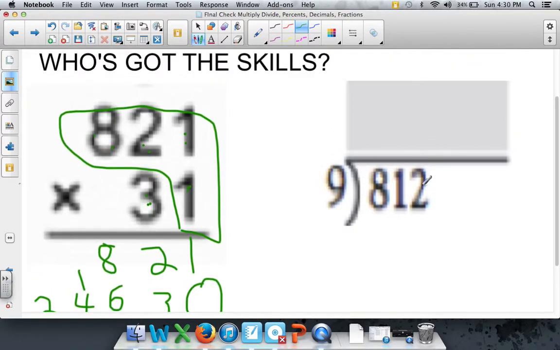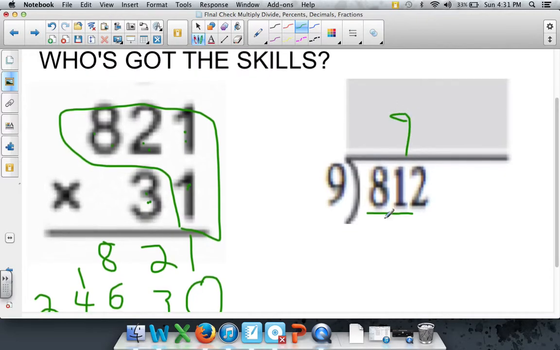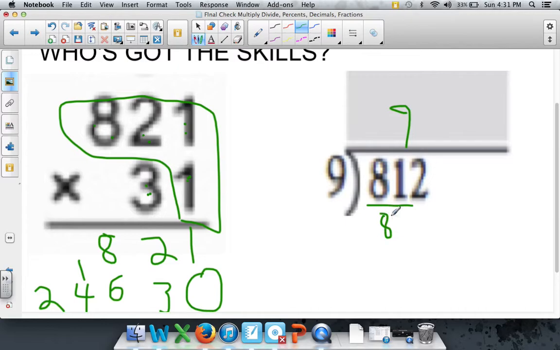How many times does 9 fit into 812? Well, you've got to know your times tables first of all. Don't think of it as a whole number. Think of it as just the 81 part, okay? So 9 goes into 81. Come on. 9 times 9, that's 81. You divide, you multiply, you subtract. These are the steps. And then you bring down.